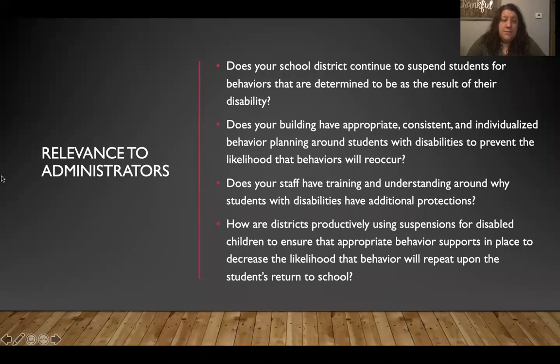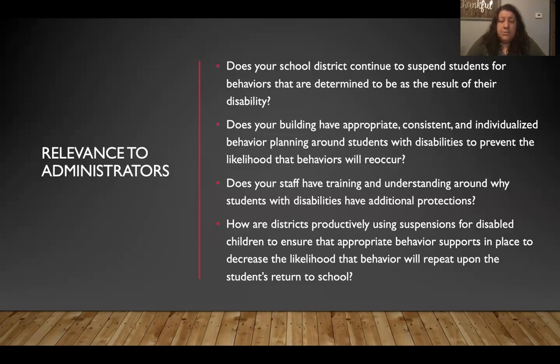So, a relevance to administrators. Does your school district continue to suspend students for behaviors that are determined to be the result of their disability? Does your building have appropriate, consistent, and individualized behavior planning around students with disabilities to prevent the likelihood that behaviors will reoccur? Does your staff have training and understanding around why students with disabilities have additional protections?